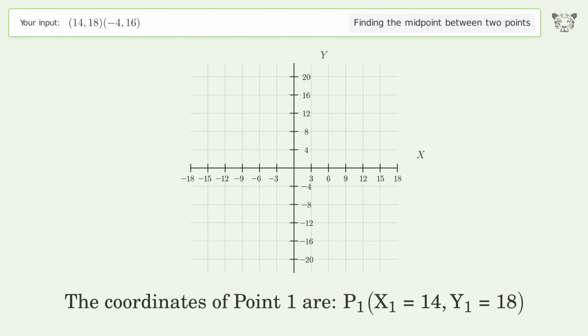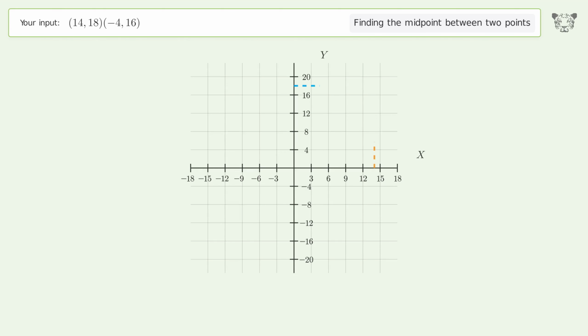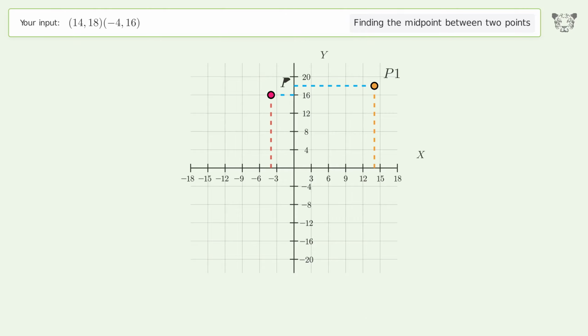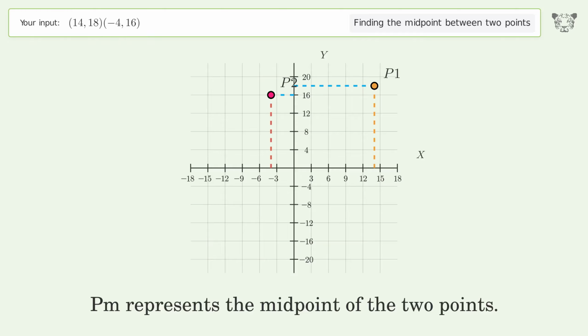The coordinates of point 1 are x1 equals 14, y1 equals 18. The coordinates of point 2 are x2 equals -4, y2 equals 16. PM represents the midpoint of the 2 points.